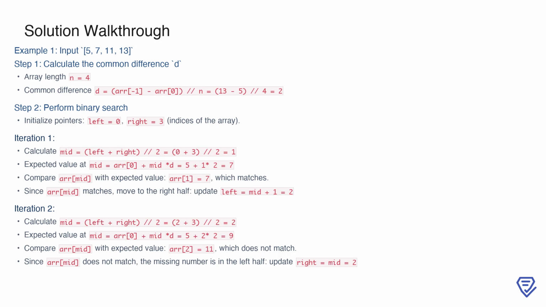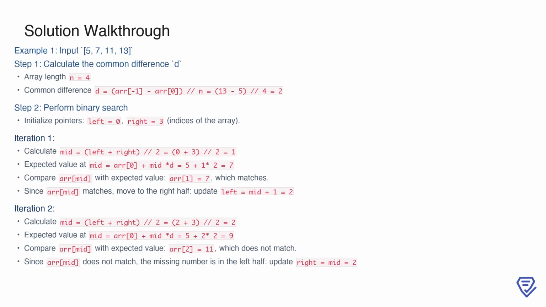Since the actual value at ARR[1] matches the expected value, we conclude that the missing number lies in the right half of the array. Thus, we update left to mid + 1, which is 2. In the second iteration, we recompute mid as (left + right) / 2, yielding 2, and the expected value becomes 5 + 2 * 2 equals 9.